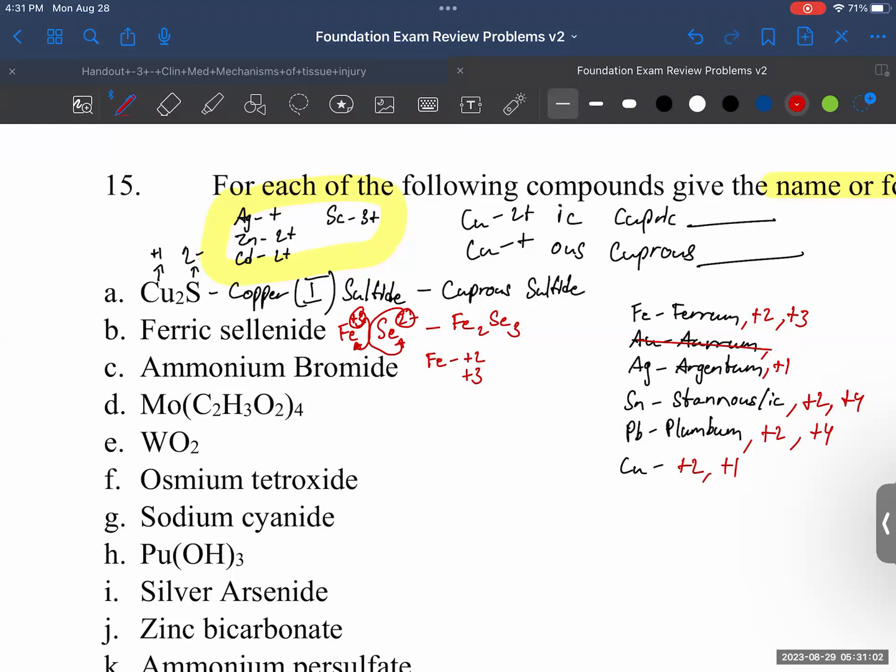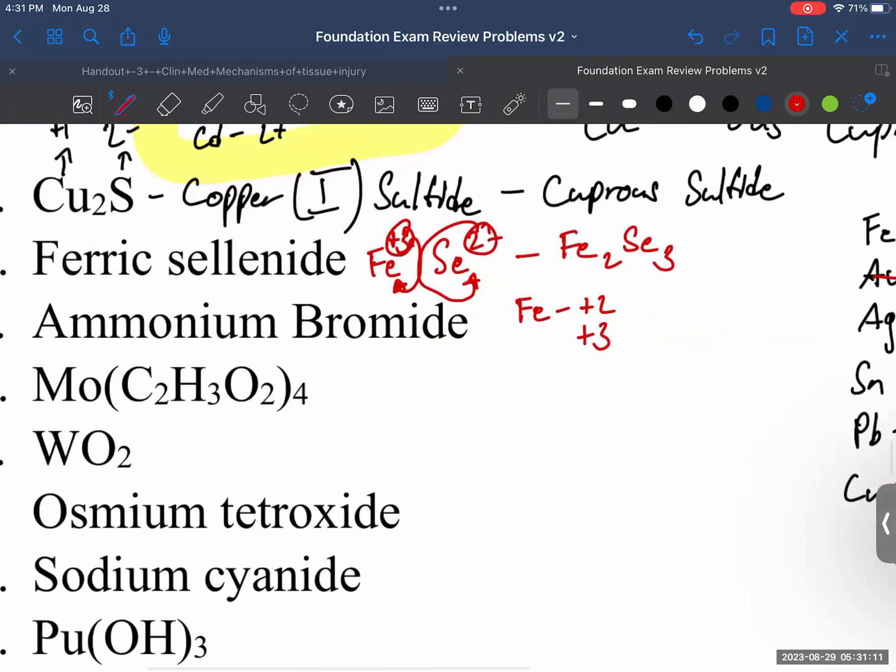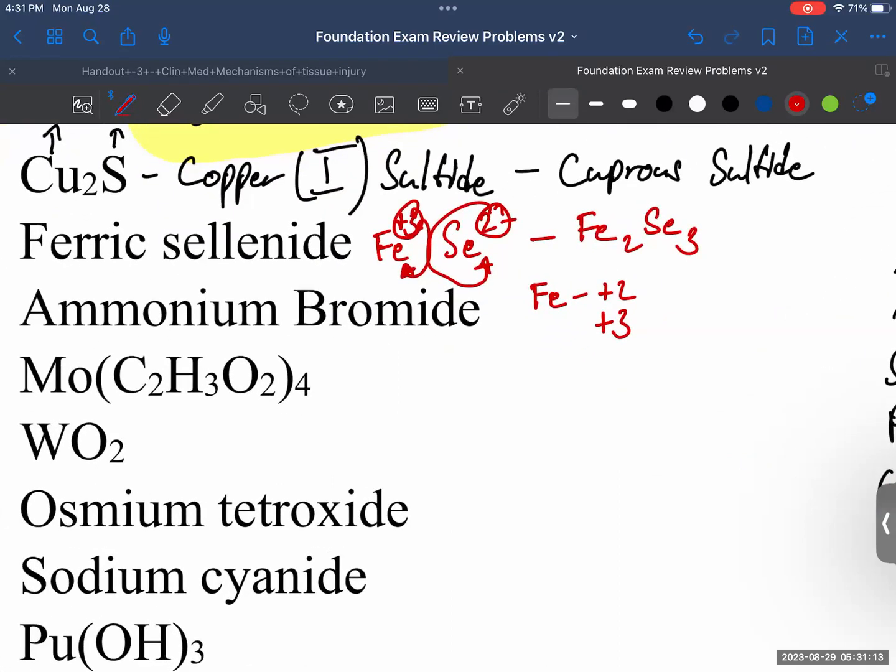All right. Are y'all good with part B? You realize why that's the answer. All right, let's move on to part C, ammonium bromide. What's that? NH4, that's the first part. What's bromine? Br. So why aren't there any subscripts on this? Yeah, ammonium has a charge of +1, Br has a charge of -1.